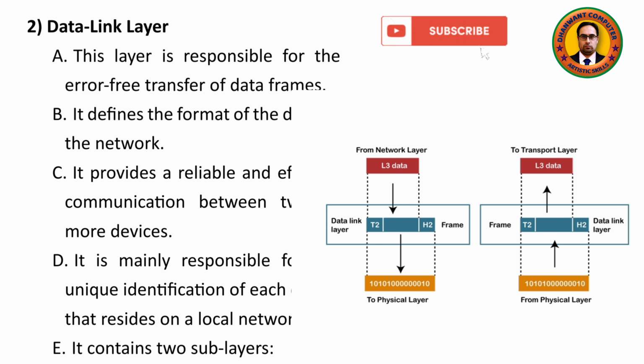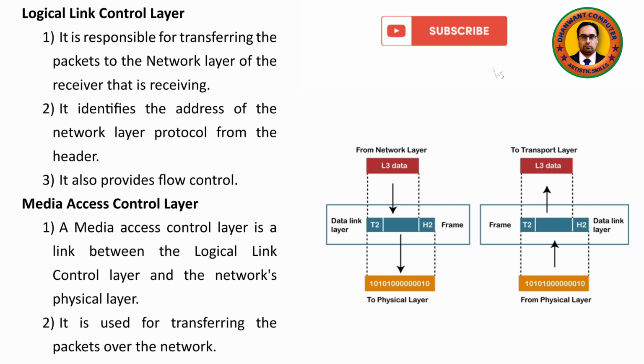It contains 2 sublayers. Logical link control layer. 1. It is responsible for transferring the packets to the network layer of the receiver that is receiving. 2. It identifies the address of the network layer protocol from the header. 3. It also provides flow control. Media access control layer. 1. A media access control layer is a link between the logical link control layer and the network's physical layer. 2. It is used for transferring the packets over the network.